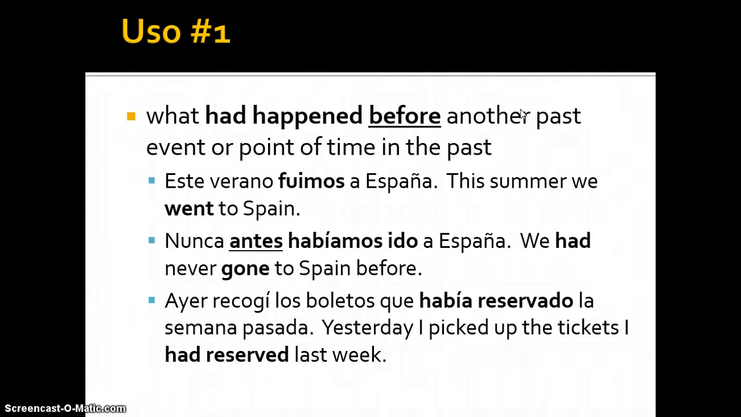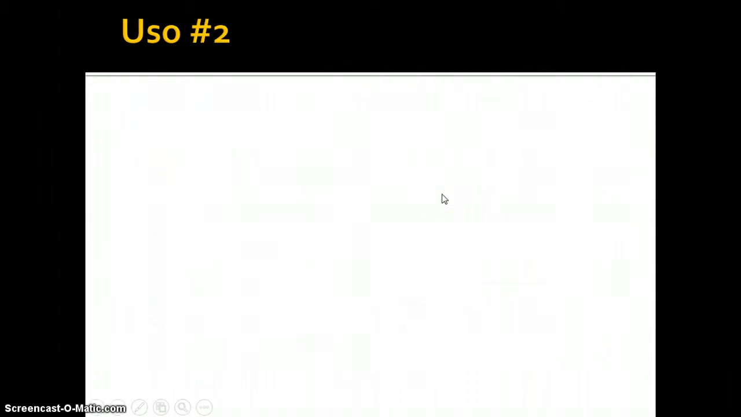In the third sentence, ayer recogí los boletos que había reservado la semana pasada. Yesterday I picked up the tickets that I had reserved last week. The thing that happened first was that you had reserved the tickets. The second action is more recent.